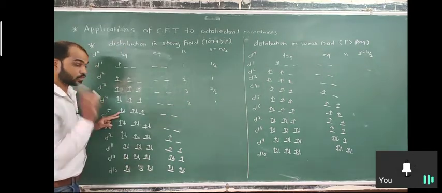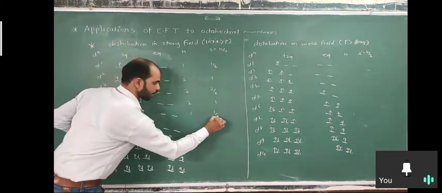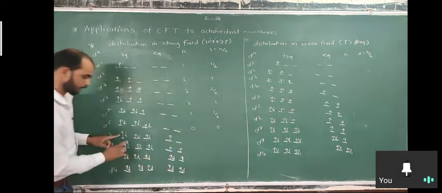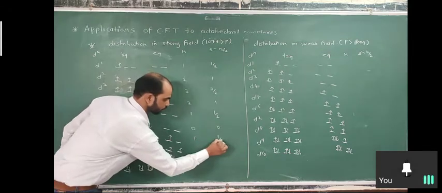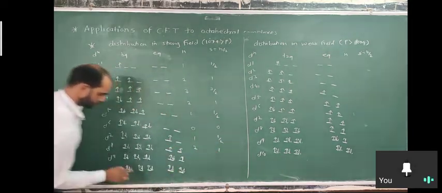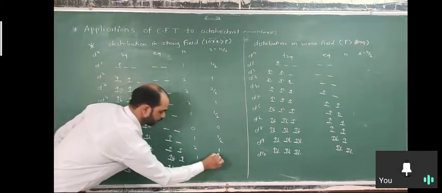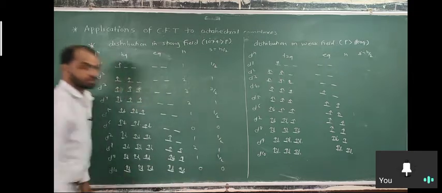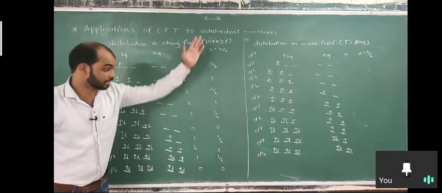Here how many unpaired electrons? 1 unpaired electron. So value is 1 half. Here how many? 0. Here how many? 1. So value is 1 by 2. Here how many? 2. So value is 1. Here how many? Again 1. Value is 1 half. And here again 0. So it is a spin value.